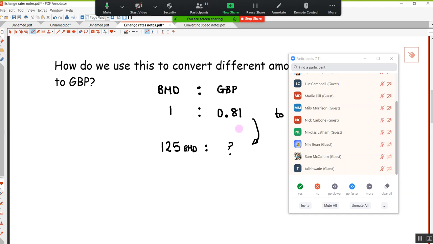Got that, guys? So how do we get from 1 Bermudian dollar to 125 Bermudian dollars? We multiply by 125. So we have to do the same on the other side, yeah? So what do we get? Actual numbers then, guys, if I do 0.81 multiplied by 125.